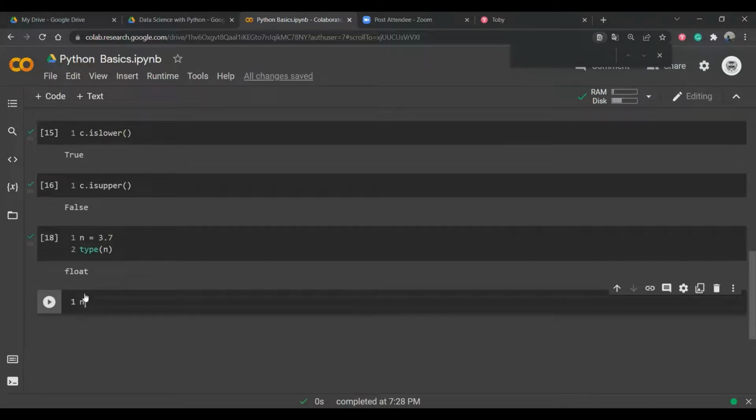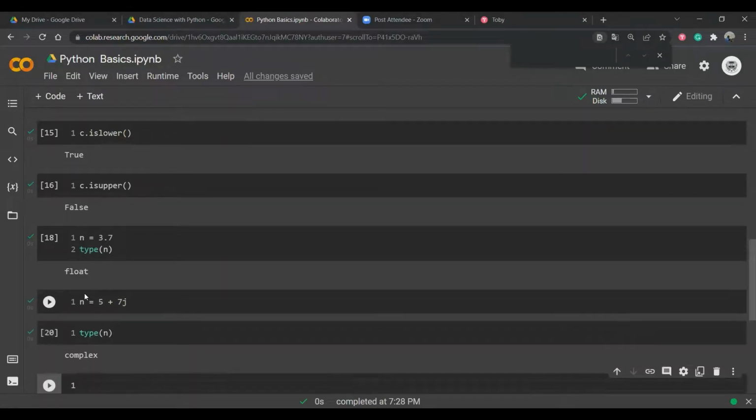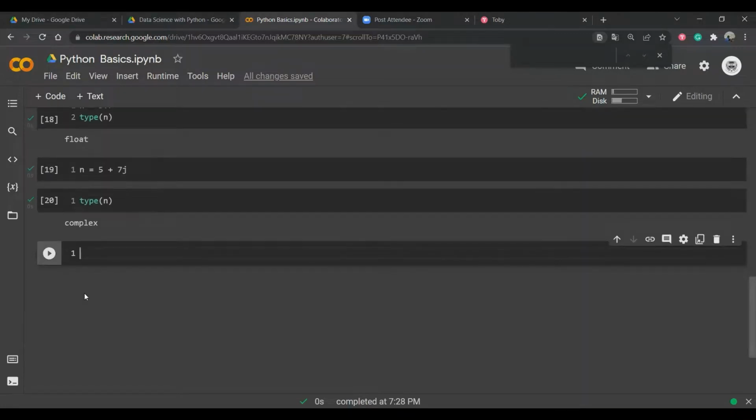Now if I write n is equal to 5 plus 7j, and then try to write type of n, yes, it is a complex number. And you can perform basic arithmetic operations directly with these numbers. You need not apply any function or anything to perform an arithmetic operation. So you can perform arithmetic operations directly.